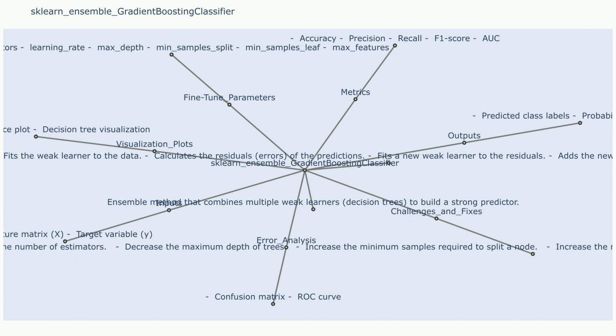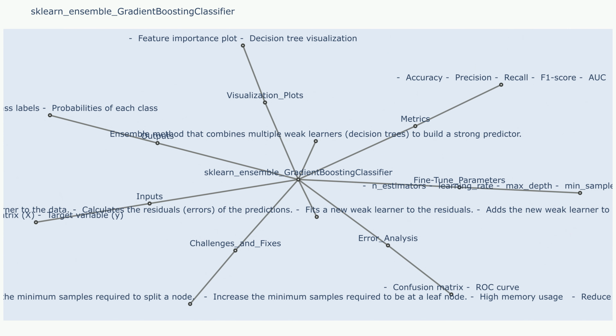Fine-tune parameters. n_estimators: the number of decision trees in the ensemble. Increasing this value can improve accuracy but may increase training time. Learning rate: the contribution of each tree to the final prediction. Smaller values can lead to smoother decision boundaries but may require more trees for convergence. Max depth: the maximum depth of each decision tree. Smaller values can prevent overfitting but may reduce accuracy.